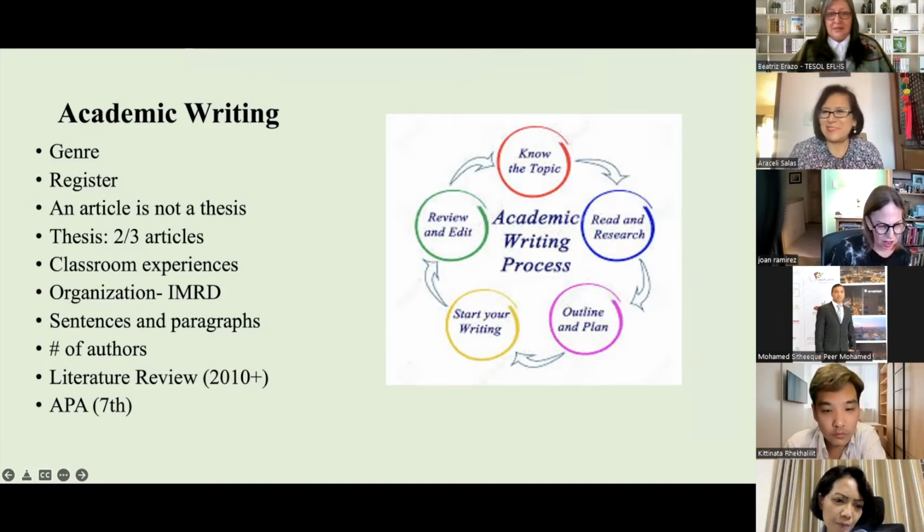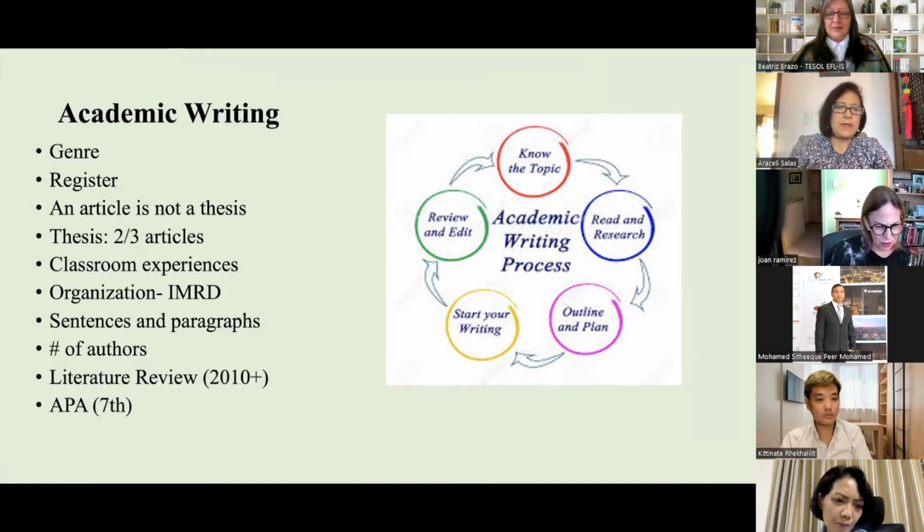APA 7. Yes, follow the guidelines. If you don't know much about this, check Purdue University APA workshop. Yes, check this place. They have this website. They have really good advice for people who want to publish.